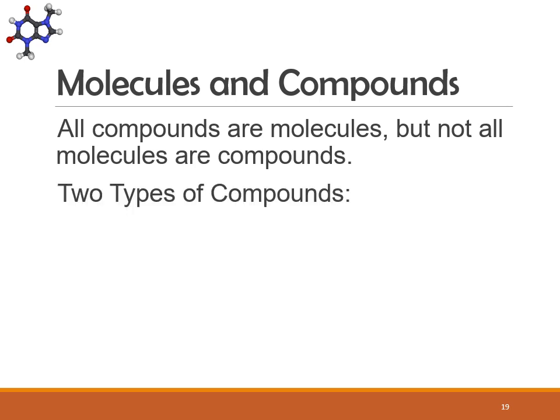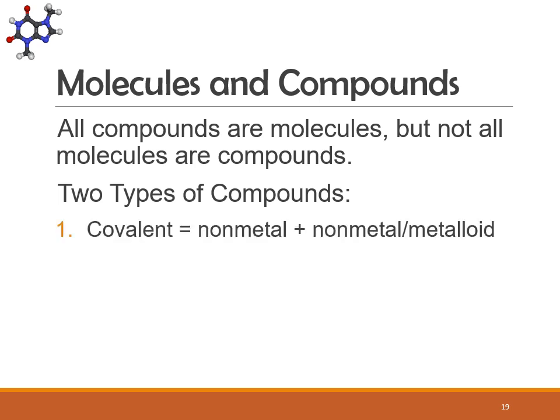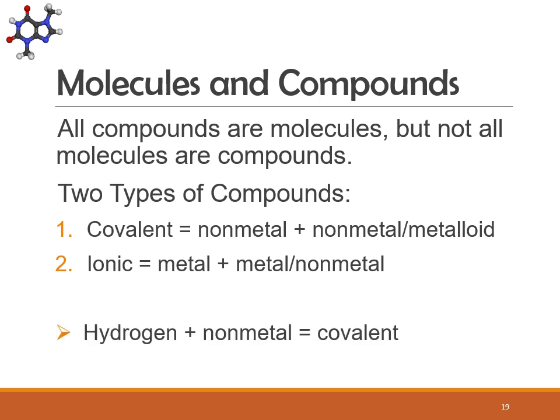Compounds can be categorized into two types, depending on what type of atoms bond together. A covalent compound is formed when a nonmetal element and a metalloid or another nonmetal element bonds together. An ionic compound is formed when a metal bonds with a nonmetal or another metal. Hydrogen tends to form bonds with nonmetals. When this happens, a covalent compound is formed.